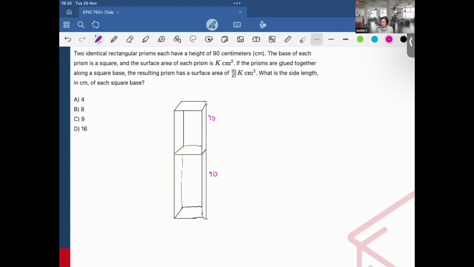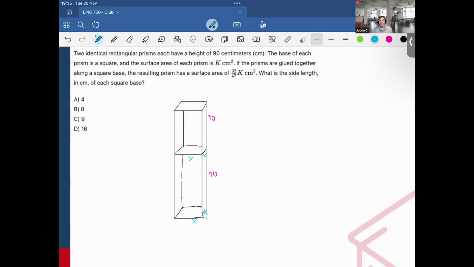The base of each prism is a square, which is important. So let's just call this x, x. This would also be x and x, the side. If the prisms are glued together along the square base, what is the resulting prism? First, let's handle the surface area of each prism.